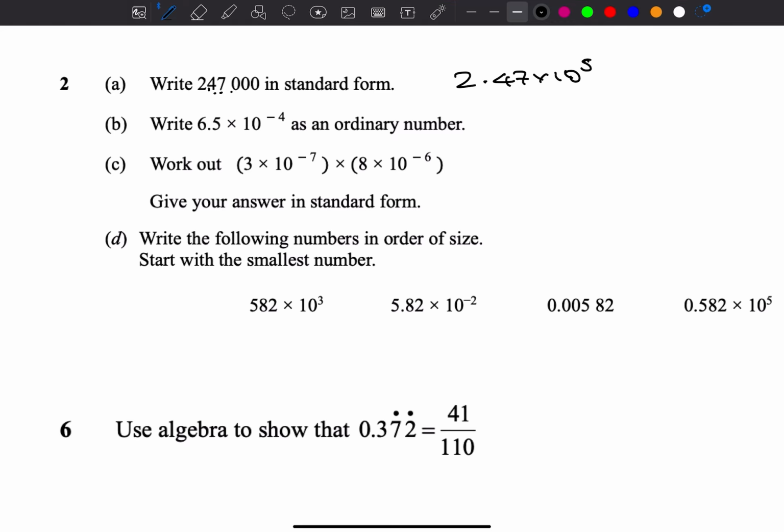Next one, as an ordinary number, 6.5. If you move it 4 places to the left, 1, 2, 3, 4, 0, 0, 0, 0, 0, that gives 0.00065.